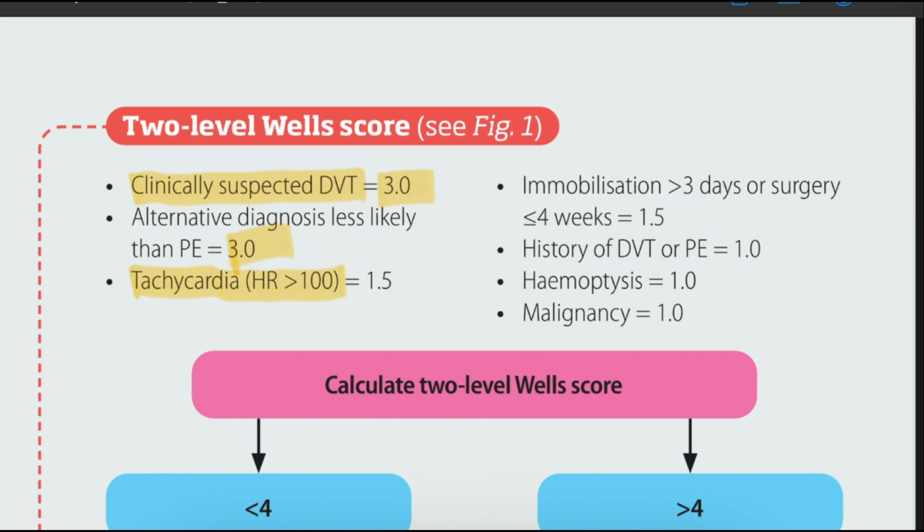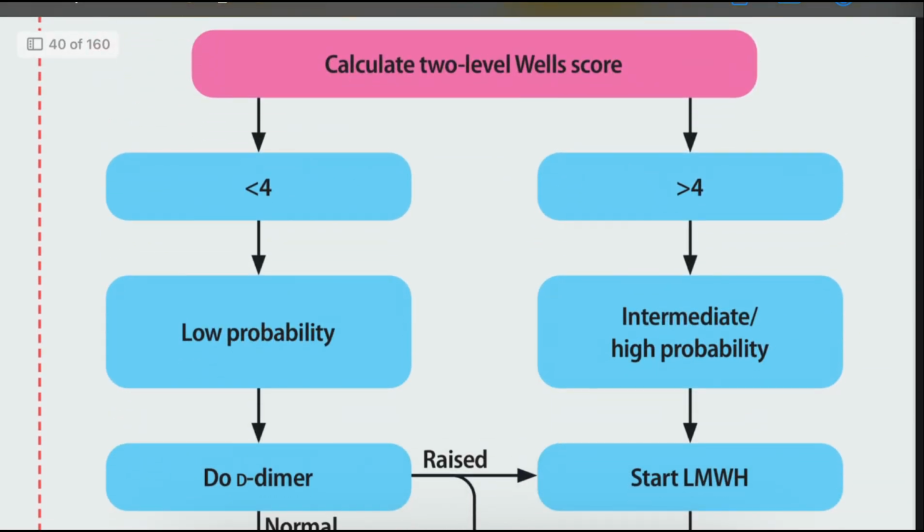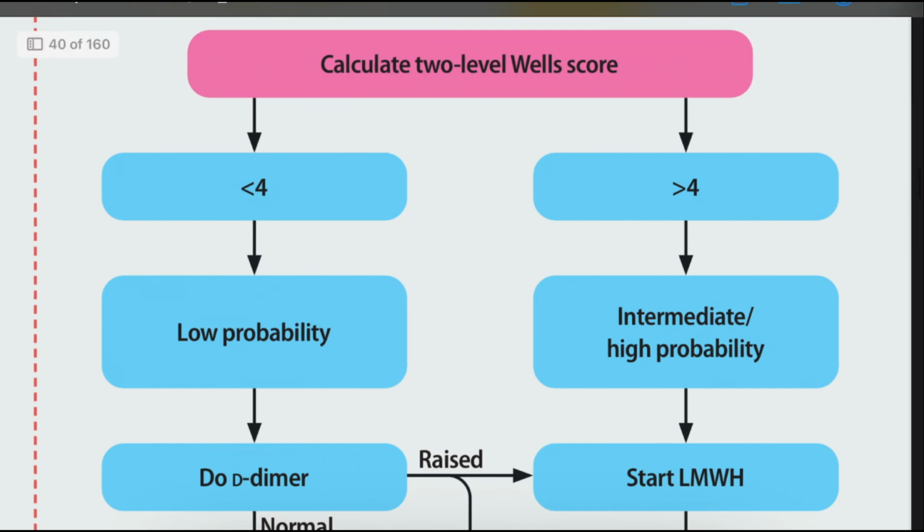If heart rate is more than 100, then we have to give 1.5 points. If patient is immobilized greater than 3 days or had surgery less than or equal to 4 weeks, we have to give 1.5 points. If patient has a previous history of DVT or pulmonary embolism, we have to give 1 point. If patient has hemoptysis, we have to give 1.0 points. Next, if patient has malignancy, we have to give 1 point. Okay. Now we have to calculate these two levels of Wells score.